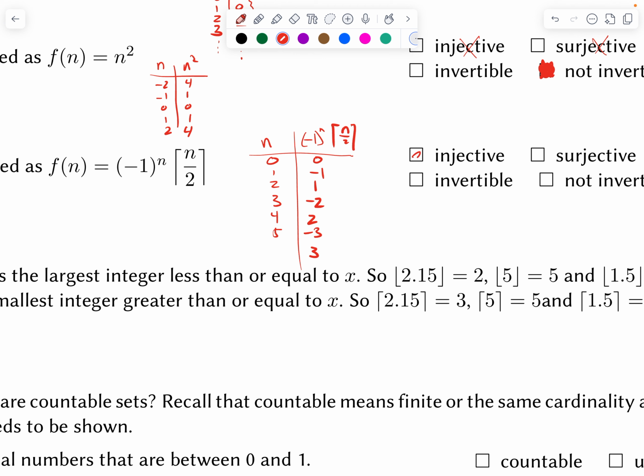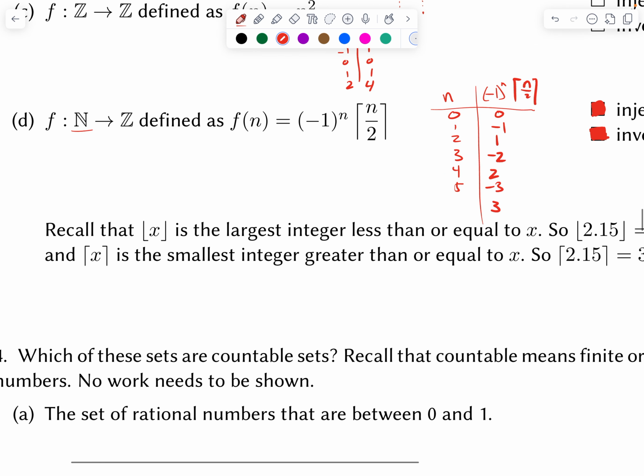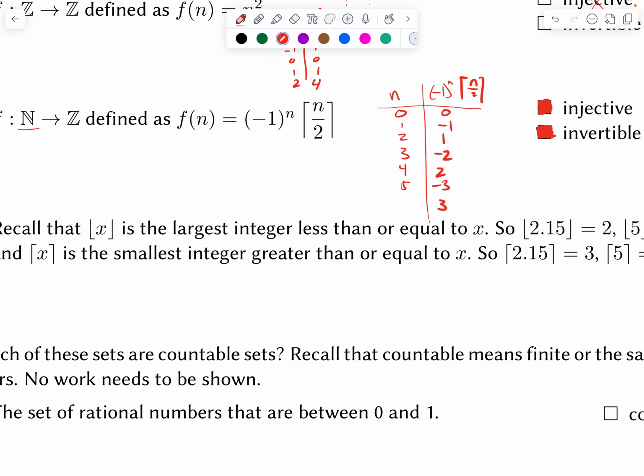This thing is injective. There aren't going to be any repeats here. You could actually prove this, but we don't have to. This is surjective as well. And because it's both injective and surjective, it is invertible. The inverse, it'd be kind of hard to nail down, but I'm sure that we could come up with a formula. It'd probably be a piecewise formula.